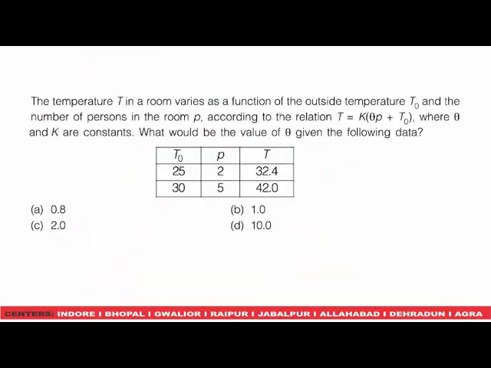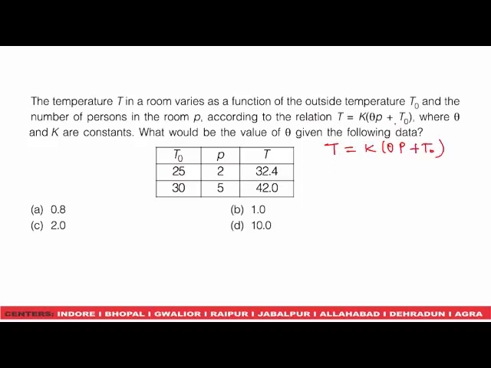The next question is: the temperature T in a room varies as a function of outside temperature T naught and the number of persons in the room P, according to the relation T equal to K theta P plus T naught, where theta and K are constants. What would be the value of theta given the following data? So it is a simple question. The general relation is given to us, T equal to K theta P plus T naught.